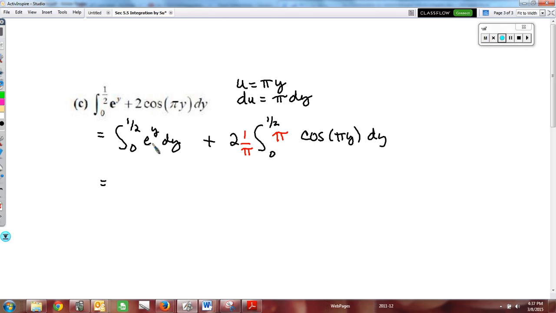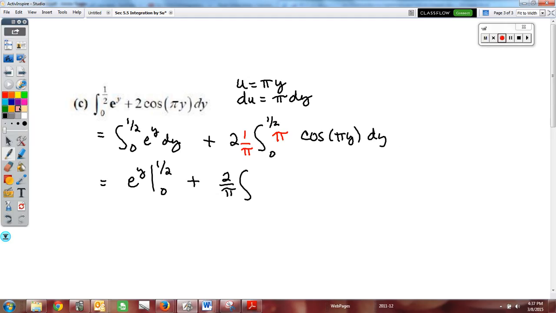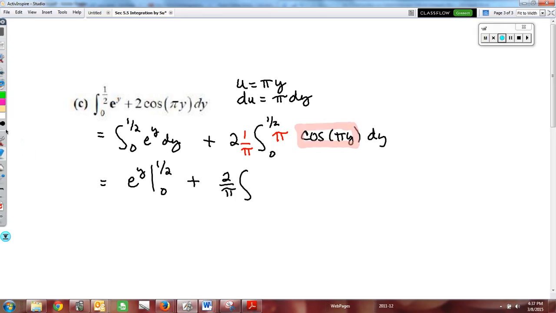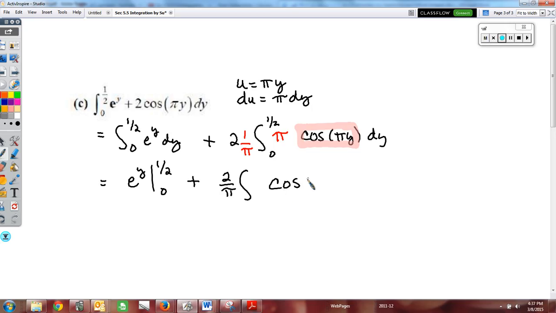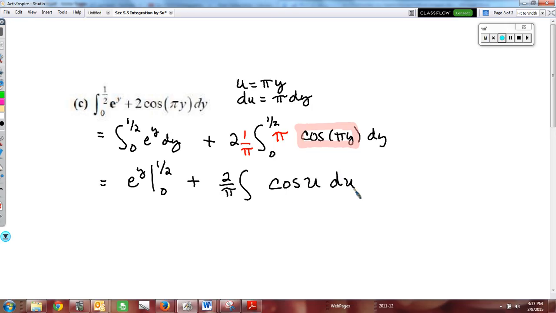Now this one we can go ahead and integrate. There's nothing to it. The antiderivative of e to the y is e to the y. We're evaluating it from 0 to 1/2. Now over here, if I rewrite this one, I have 2 over pi, my definite integral. I pack up all the stuff. Remember that we have our box that's going to be right here. So we're doing cosine of u as what we're actually trying to integrate. So we pack everything back up and we do cosine of u du.